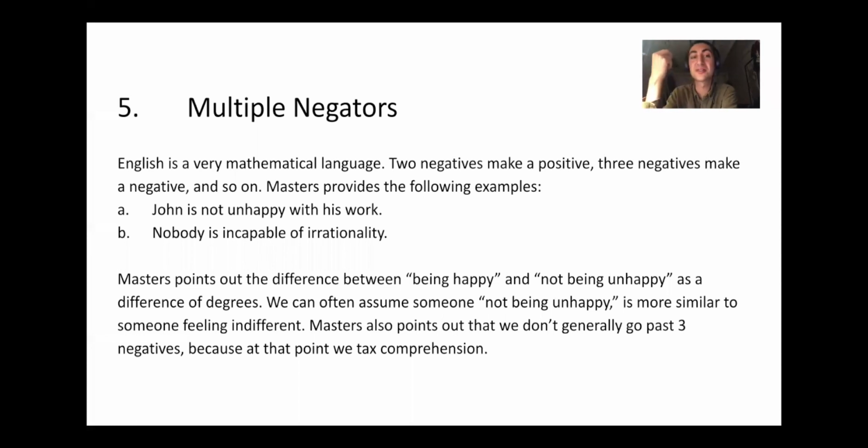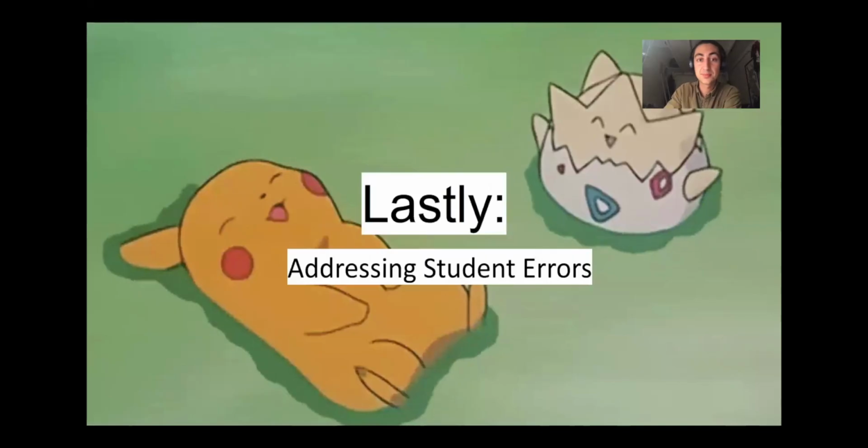So yeah, John is not unhappy with his work. And then we have another statement like, nobody is incapable of irrationality. Nobody is incapable. All right, I have to actually wrap my head around it. Masters talks about once we go past three negatives, we start taxing comprehension. Nobody is above being irrational is basically what it's saying. Nobody is incapable of irrationality. It is kind of confusing.